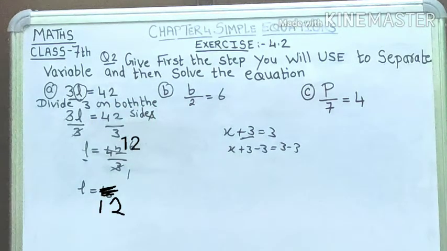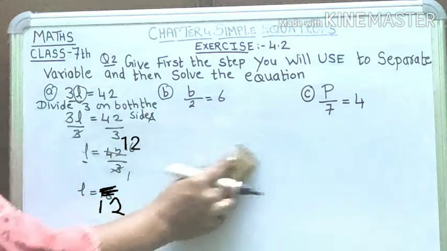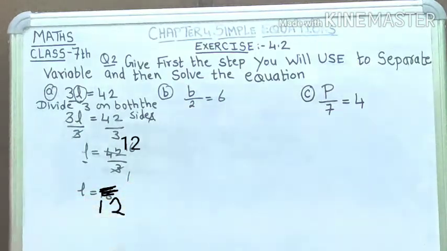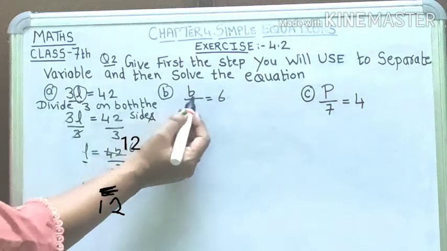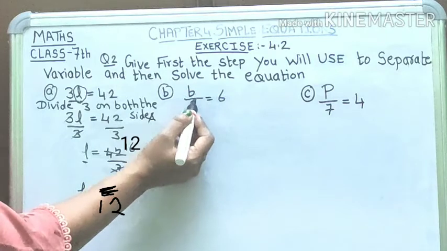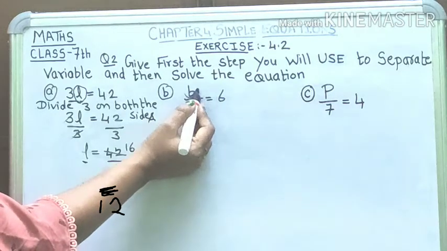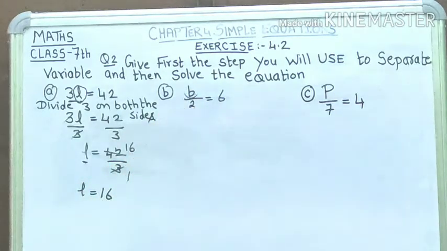So got it. Now come to the B1. In the B1, B upon 2 equal to 6. B upon 2 is given and we have to remove this constant and separate this variable. इसको separate करना है हमें. तो प्लस है तो माइनस करेंगे, माइनस है तो प्लस करेंगे, मल्टीप्लाई है तो डिवाइड करेंगे और डिवाइड है तो मल्टीप्लाई करेंगे.